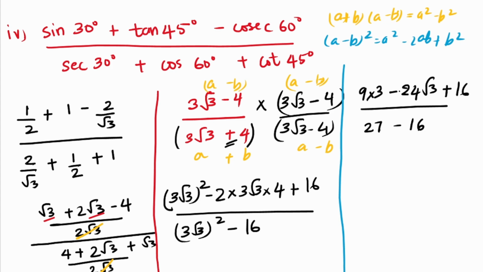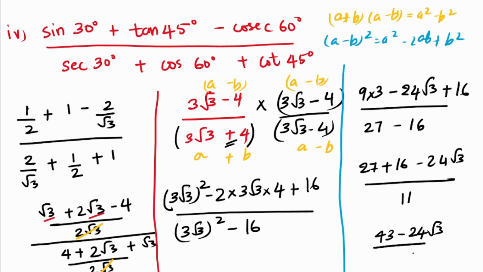Right. So 9 into 3 is 27. 27 plus 16 minus 24 root 3 divided by 27 minus 16. That is 11. So the final answer is 27 plus 16, 27 plus 16 is 43, minus 24 root 3 divided by 11. This is the final answer for this question. I hope this question was clear.